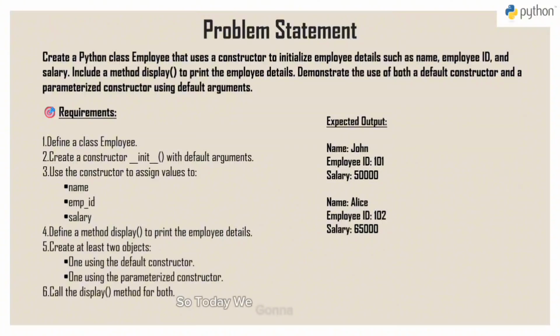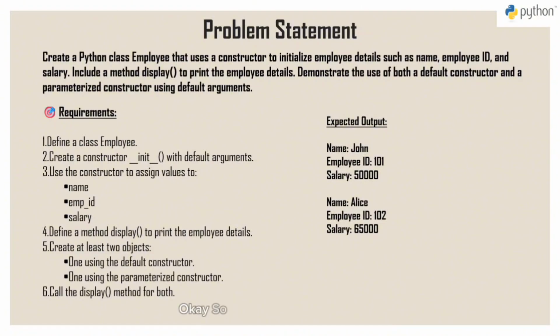Now we will move forward to see a problem statement. Today we're going to define a class employee using a constructor. See, a method is different and a constructor is different. For a method, we don't write double underscore init double underscore; the method name you can give any name. The constructor name is fixed. I need to write double underscore init double underscore.